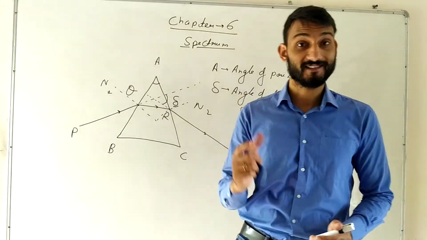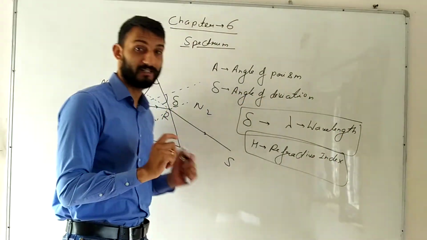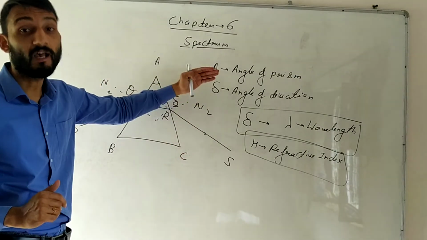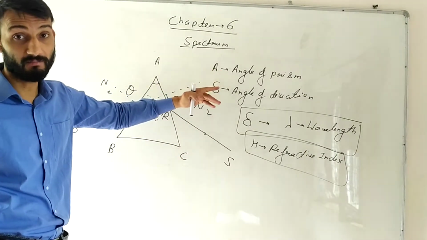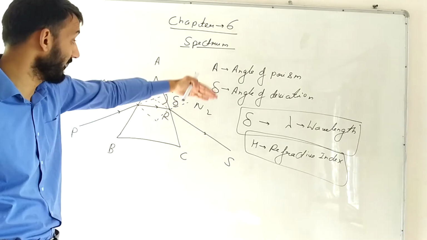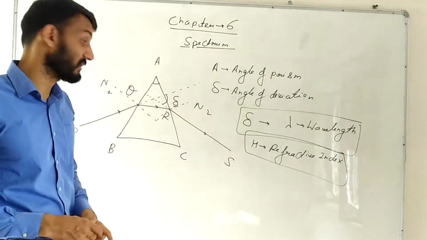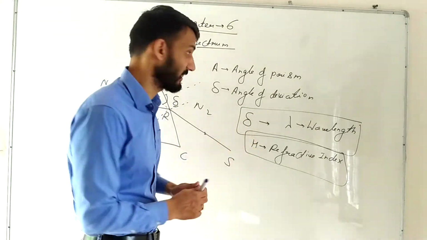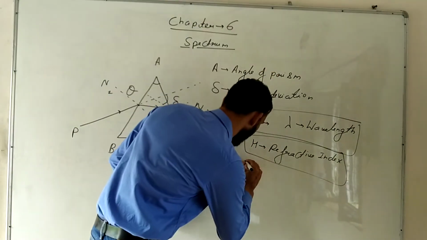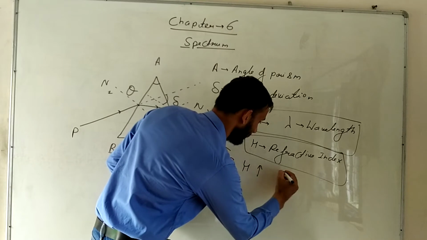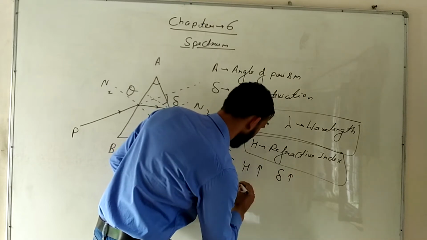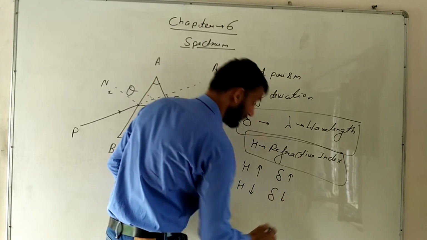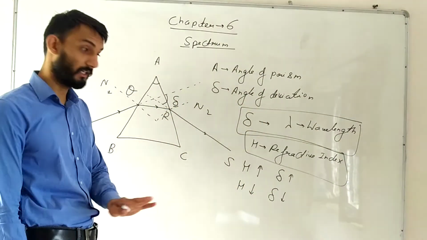So refractive index tells you how much the light ray is going to bend. It means how much it is going to deviate from its original path. Bending is a deviation only, deviation from its original path. So it means more the refractive index, more will be the deviation. Less the refractive index, less will be the deviation of the light ray. Okay.